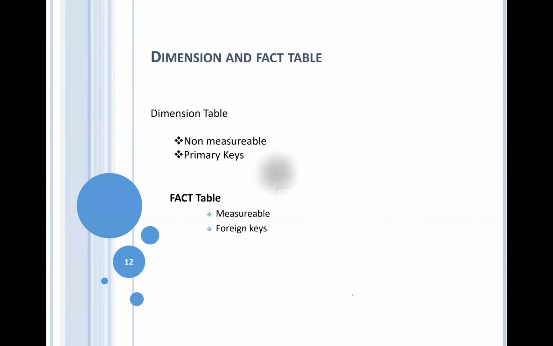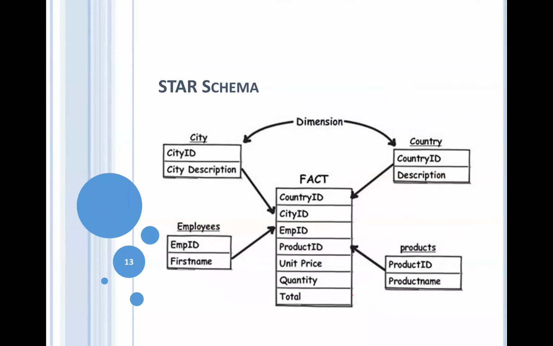This kind of reporting, we will call this the star schema. A star schema is nothing but a centralized fact table connected with multiple dimension tables. See, this dimension table will have a primary key, and this will be a foreign key here. So all the foreign keys.